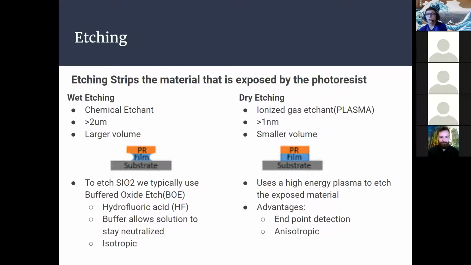The buffer allows the solution to stay neutralized, and it affects everything isotropically, which means that it attacks equally in all directions. That's why, rather than just burrowing straight down through the silicon dioxide, it burrows down into the side, which is how you get what are called undercuts, where there will actually be missing silicon dioxide from below the PR, and you can see that in some of your microscopy. Dry etching actually uses plasma.